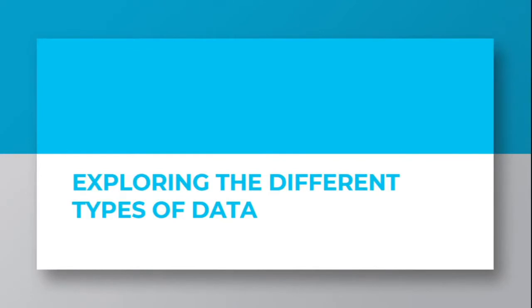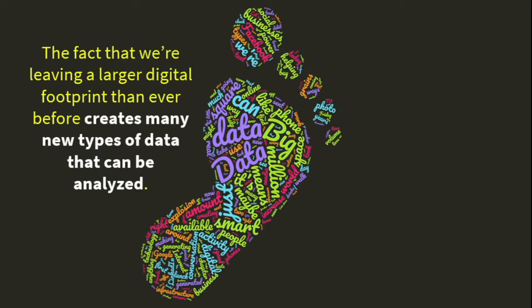With all of that data being collected from us, the question now is, how can we structure the kind of data that we give out? We are going to explore the different types of data. We all know that leaving a larger digital footprint than ever before creates many new types of data that can be analyzed. Remember, I told you that we are leaving a digital footprint, and that footprint leaves a lot of breadcrumbs, a lot of data that can be analyzed.